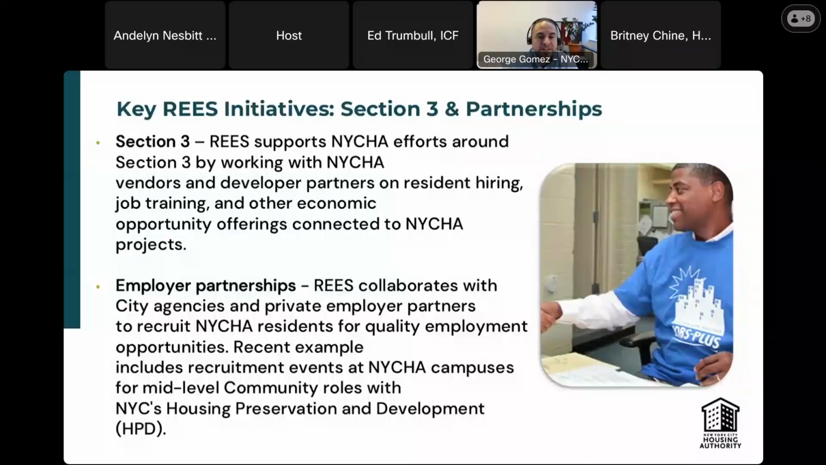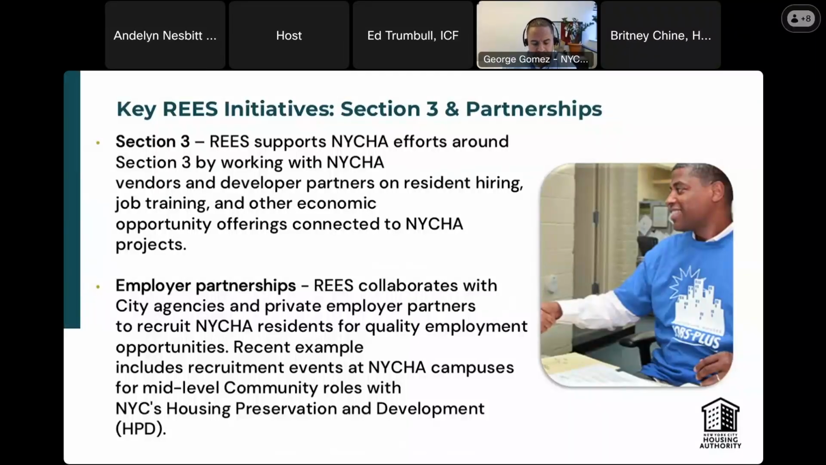So for the next several slides, I'm going to focus on key REES initiatives, and we'll start with Section 3 and employer partnerships. So for Section 3, while we recognize that Section 3 is in fact a HUD mandate, I think it's important to recognize Section 3 really as an opportunity for all stakeholders to think creatively and strategically about generating economic opportunities. And from this perspective, we have really been able to leverage this policy to cultivate partnerships with developer partners, with contractors, with workforce development and training providers, really with the goal of expanding our reach and focus on resident hiring, on job training, and other economic opportunities specific to our NYCHA projects.